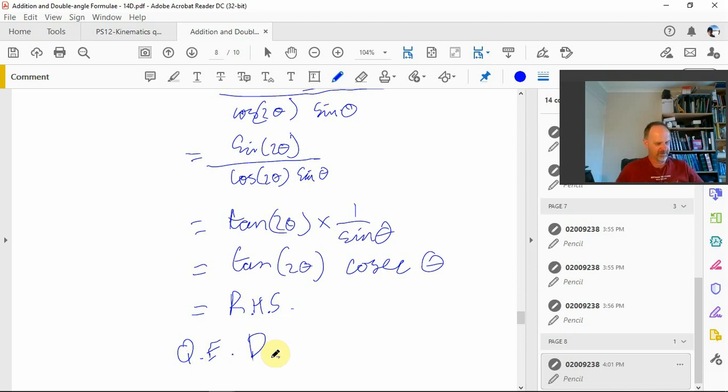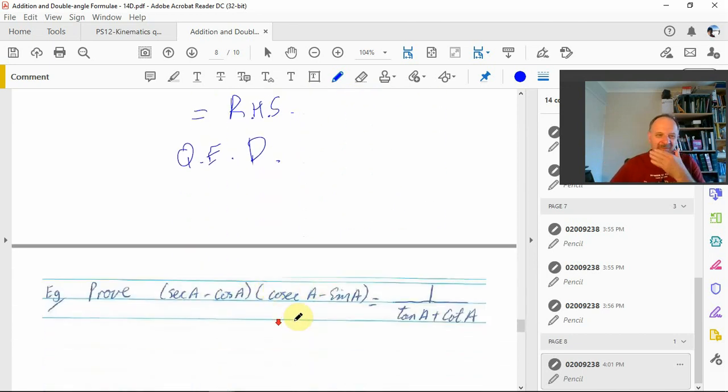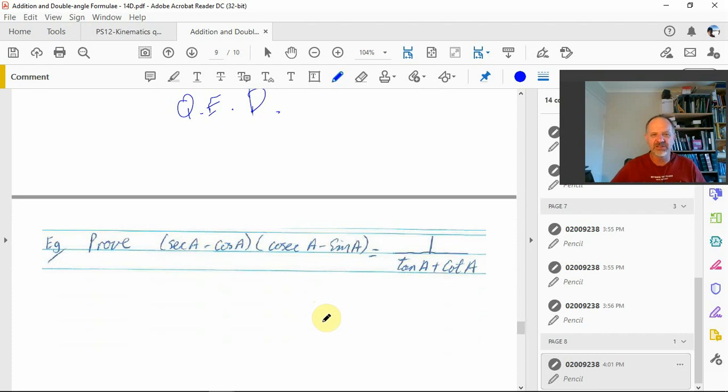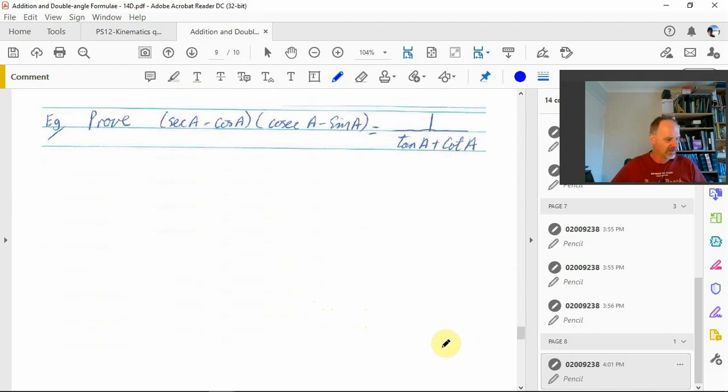All right, one more. Now, this next one is quite complicated. So we're going to have a lot of fun with this next one. So prove that sec A minus cos A times cosec A minus sine A is 1 over tan A plus cot A.